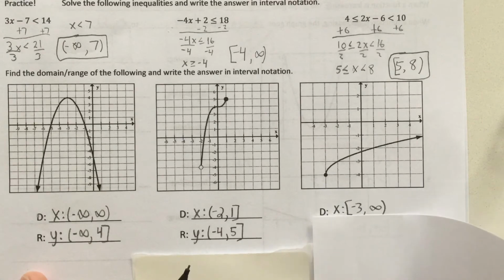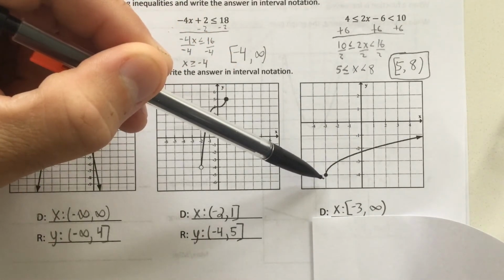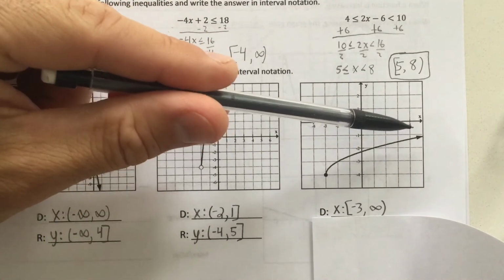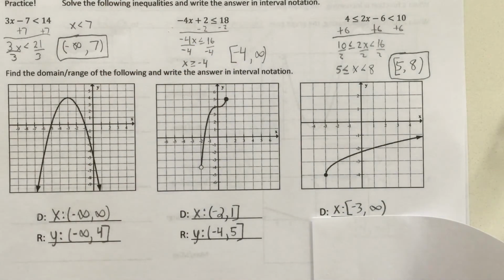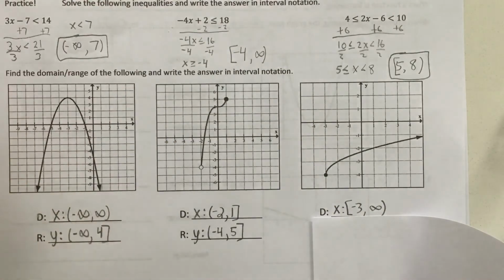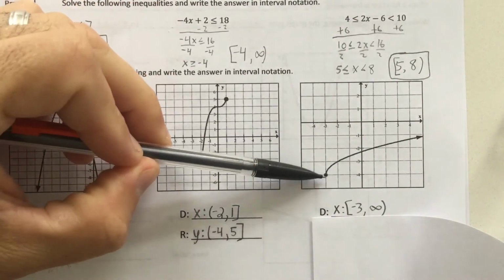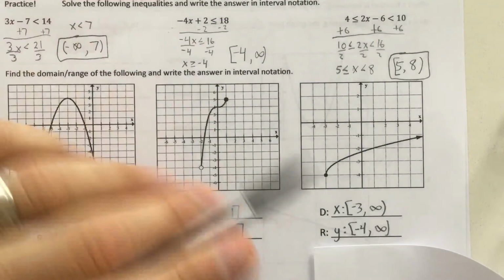And then last but not least, we have this graph. It goes left to negative 3, right to infinity, and it touches the negative 3. So we'd have bracket negative 3, comma, infinity, parenthesis. So every value greater than or equal to negative 3. And then for our range, it goes down to negative 4, touches it. So I bracket negative 4 and goes up forever.